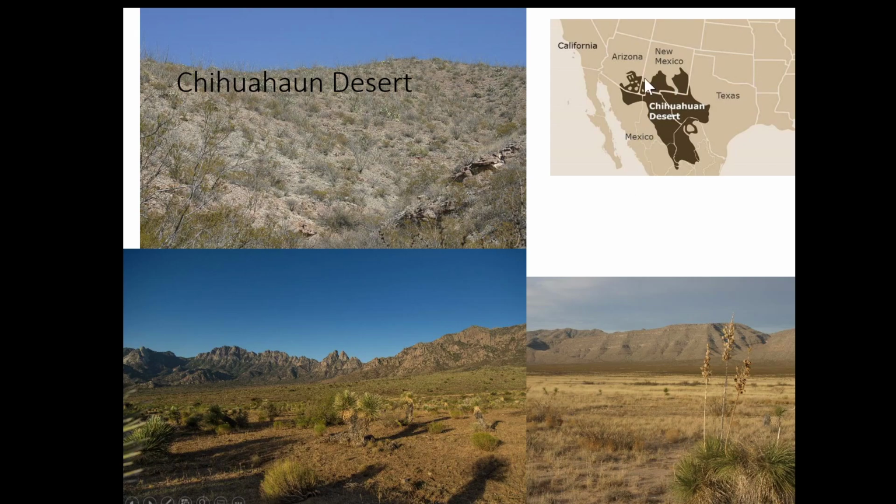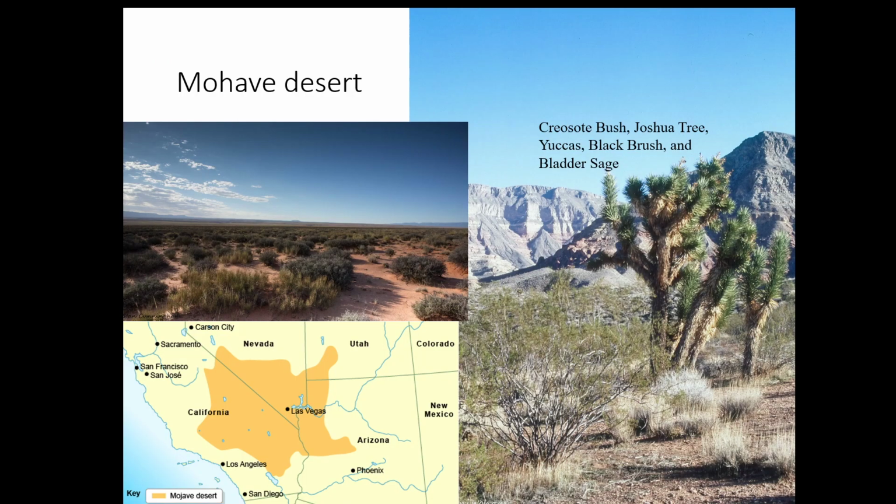We have the Chihuahuan Desert, primarily found in southeastern Arizona. It can be recognized as a lot of grassland, and then a lot of these yuccas. I don't know the common name. I'm such a geek. It's Yucca elata is the scientific name.